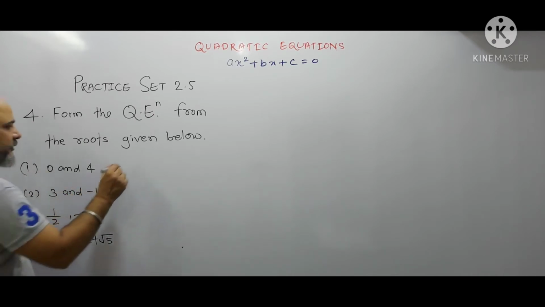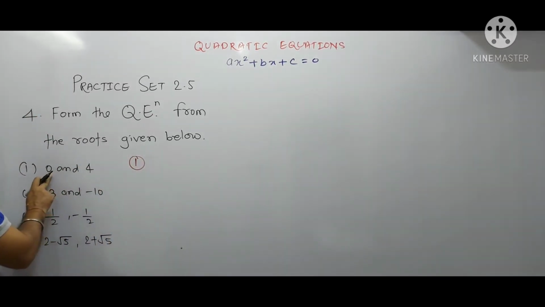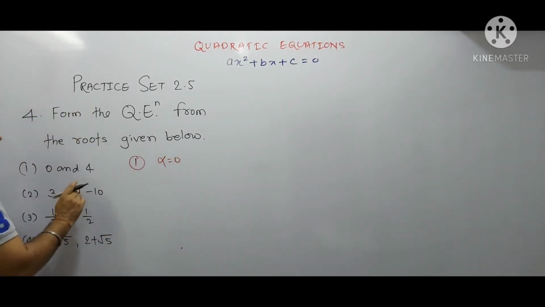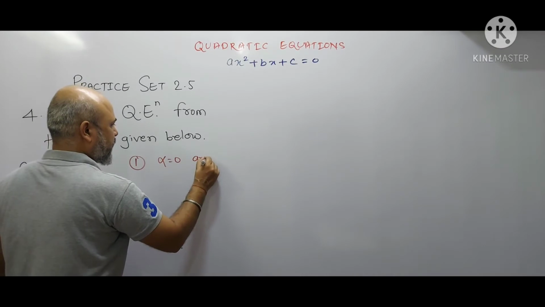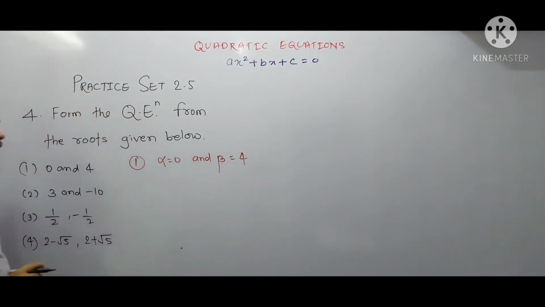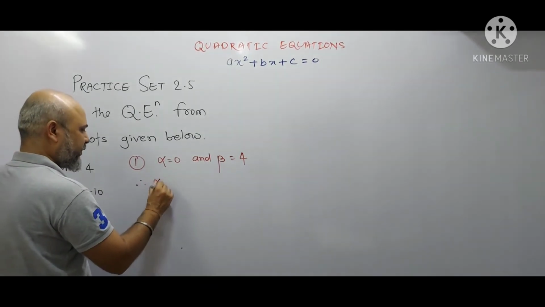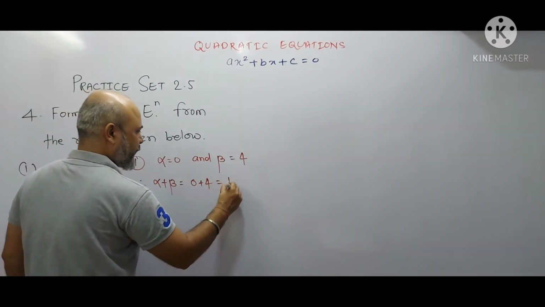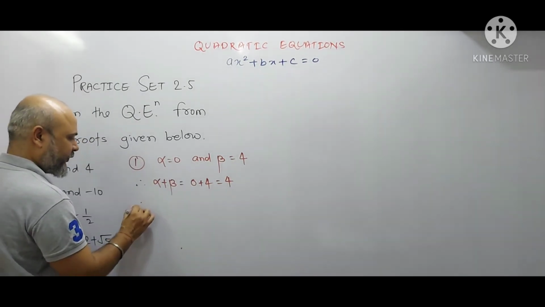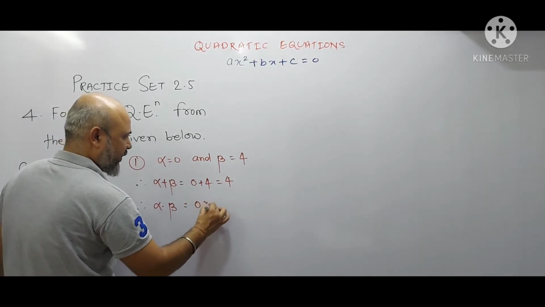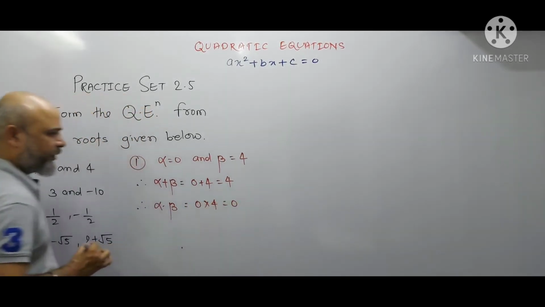Now from the first, this is alpha and this is beta. So what is alpha? Alpha is equal to 0 and beta is equal to 4. Therefore, first we will find the value of alpha plus beta. So alpha plus beta is what? 0 plus 4, which is equal to 4. And second we will find alpha into beta, that is 0 multiplied by 4, which is equal to 0.